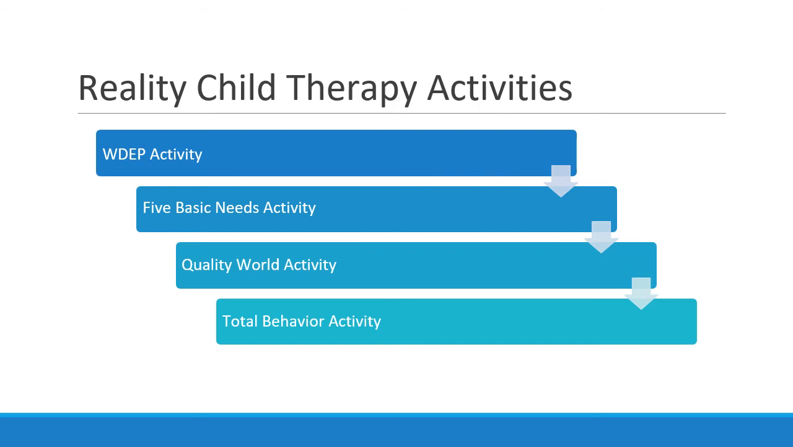The last activity is a total behavior activity, and this uses puppets or role play. So this focuses on their total behavior, which again is that thinking, acting, feeling, and physiology. The child chooses a problematic behavior, or you may even need to consult with parents or teachers to find out what might be a problematic behavior in the child's world. Then you're going to act out with puppets and role play.